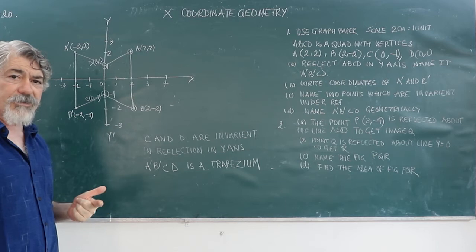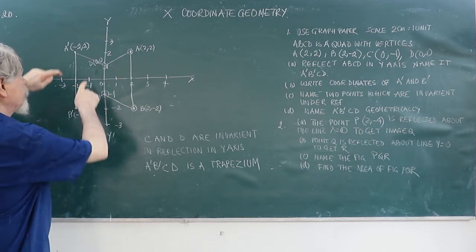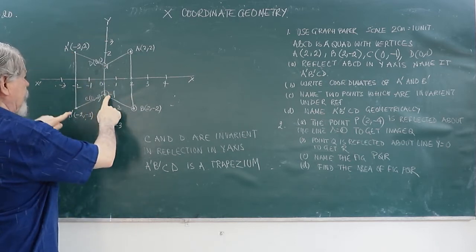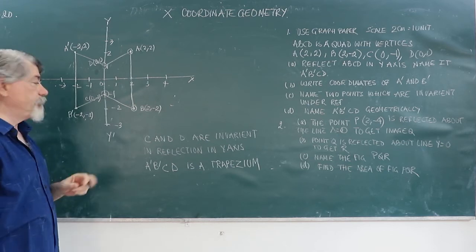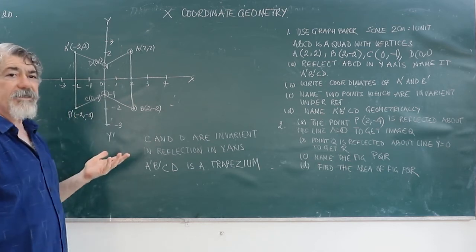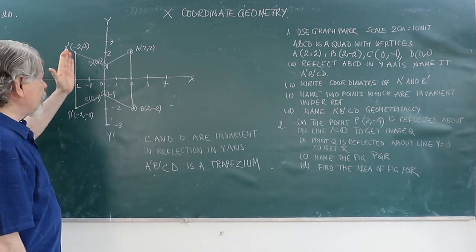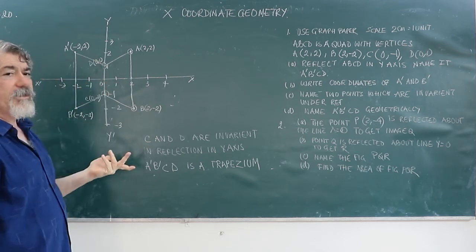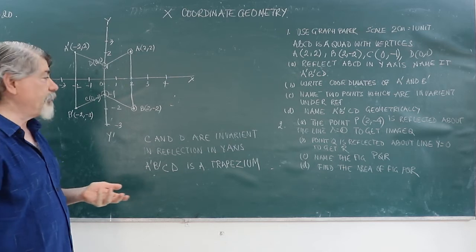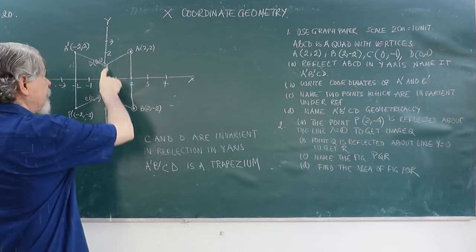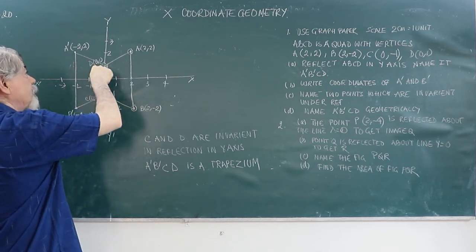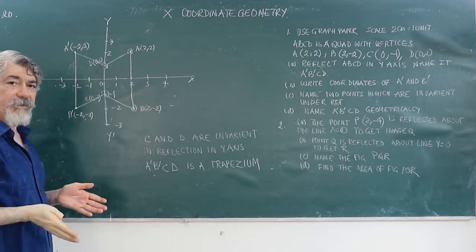Actually, it is an isosceles trapezium. Why? Because if you see A'D and B'C, the non-parallel sides are equal. The parallel sides cannot be equal. If the parallel sides are equal, then it will become a parallelogram. But here the parallel sides are not equal in length. That is why it is a trapezium.